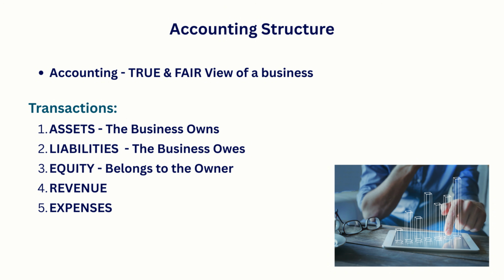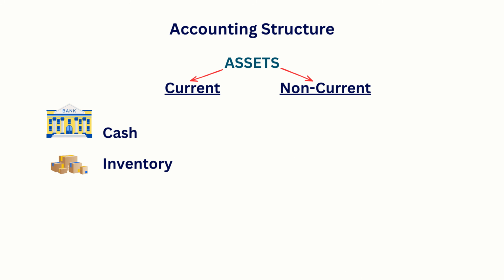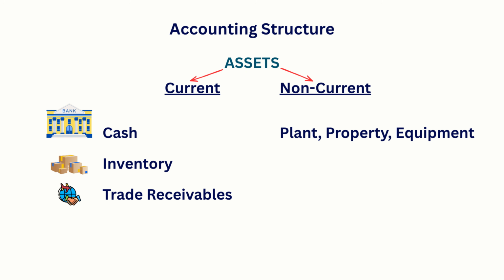Assets and liabilities are also classified by time. Assets are divided into current and non-current assets. Current assets like cash, inventory, and receivables are expected to be used or converted into cash within 12 months. Non-current assets like plant, property, and equipment are long-term resources used in the business.